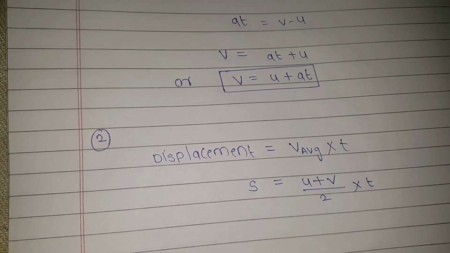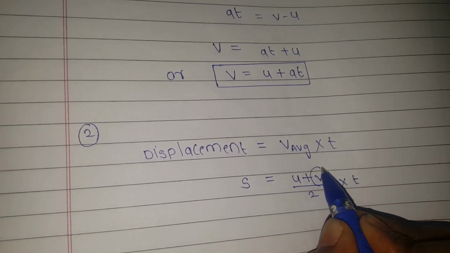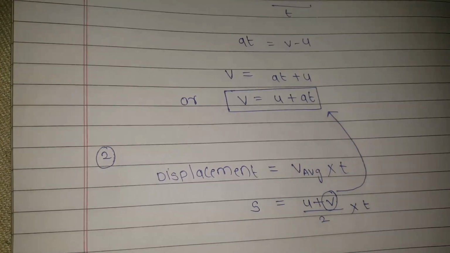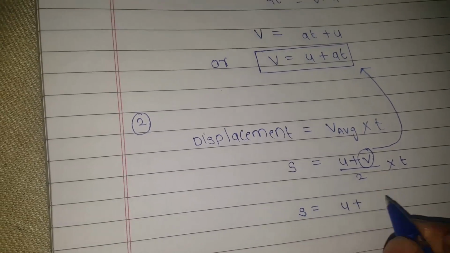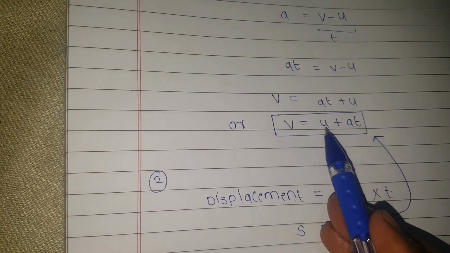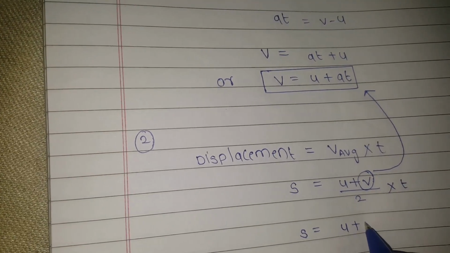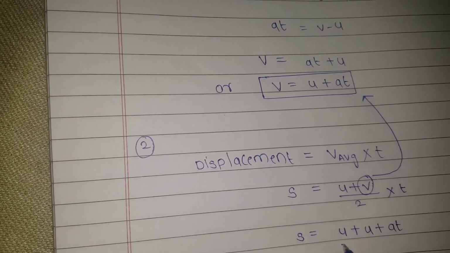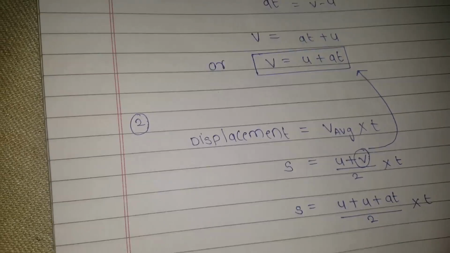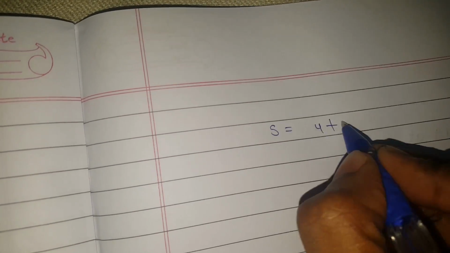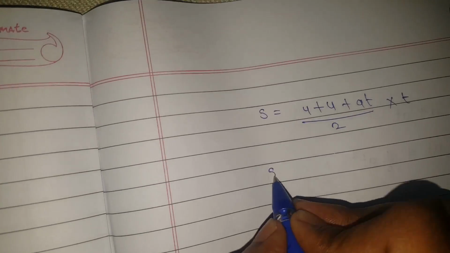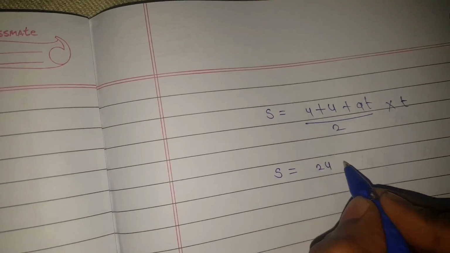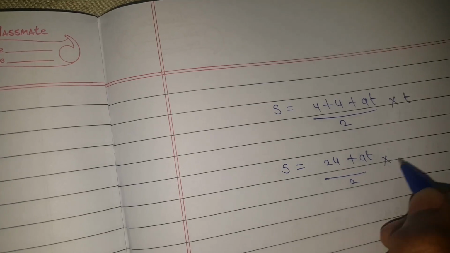So now one thing we have to do is replace this v with the velocity in the first equation. So let us replace it. So s equals u plus, instead of writing this v, I am writing v equals u plus at, so u plus at upon 2 into t. So we have got s equals u plus at upon 2 into t. So let us simplify it. s equals u plus u, 2u plus at upon 2 into t.